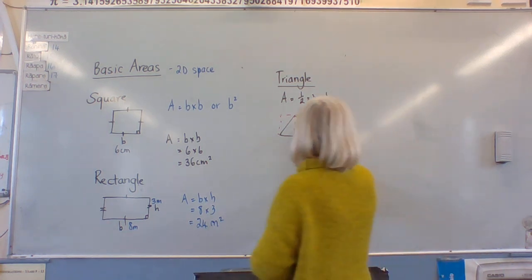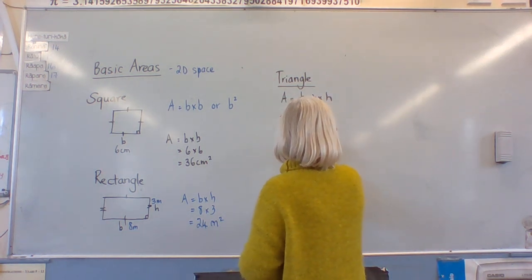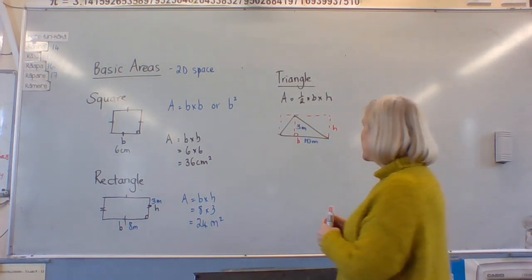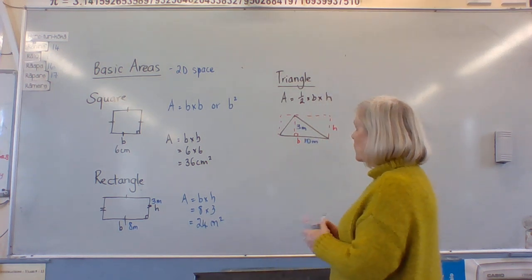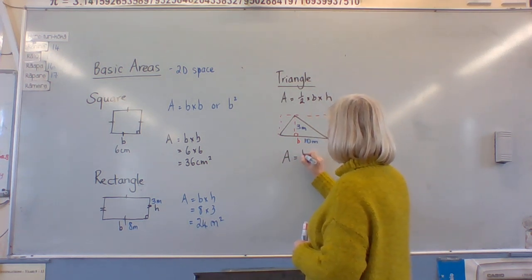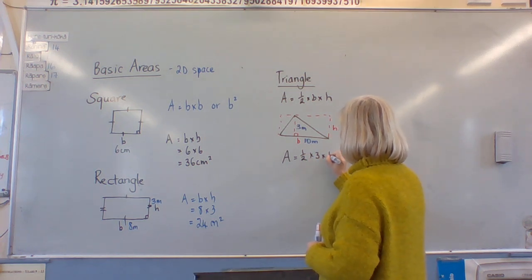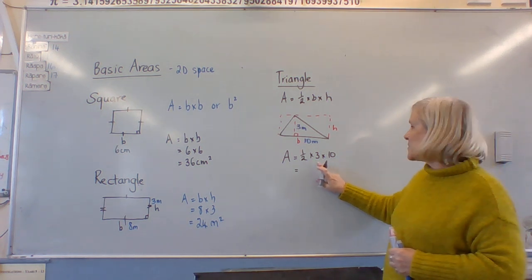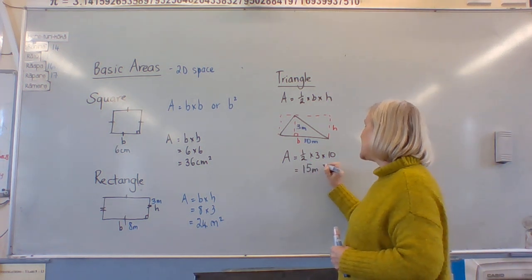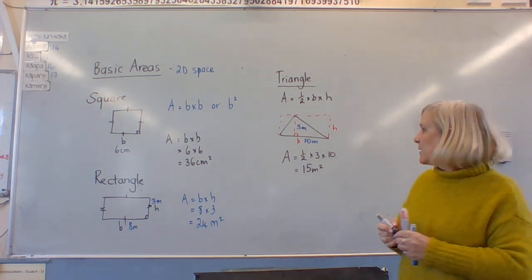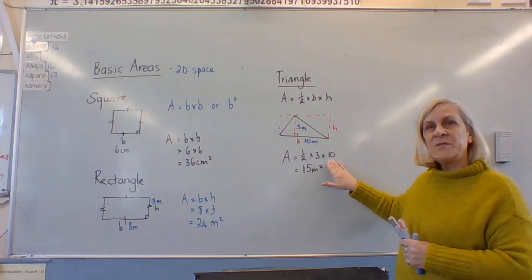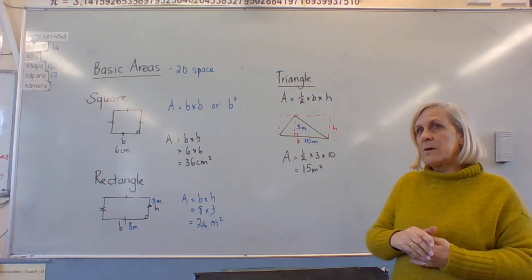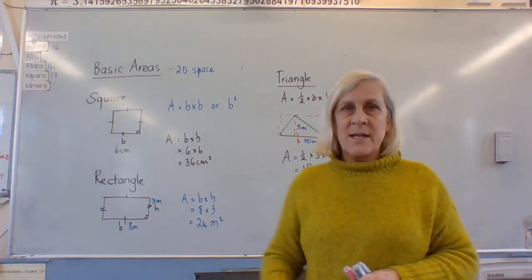So I might have, this one is 3 metres, this one is 10 metres, might be finding the area of the end of A block, roof line or something or other. And then I would just write it beautifully with my working. A equals a half times 3 times 10. I don't need a calculator to do this because I'm just going to halve 10 to 5. 5 times 3 is 15 metres squared. Yes, you are allowed to have a calculator. So my formula, my substitution, and my answer, and my units. Okay, that's what we're going to do today.